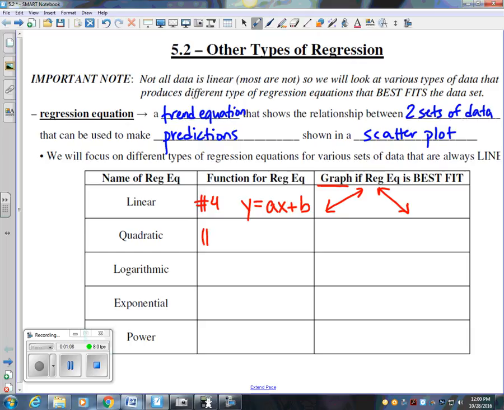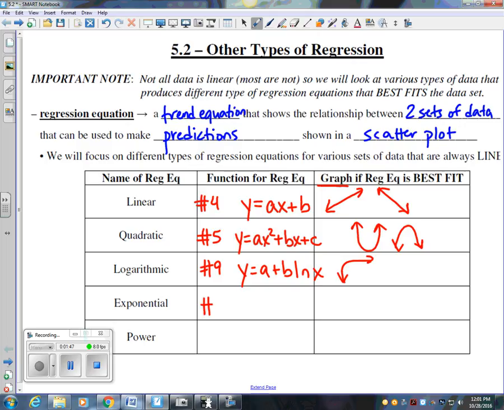Quadratic is number 5 in the calculator, and that formula is y equals ax squared plus bx plus c. And a quadratic graph is a U. Logarithmic is number 9 in the calculator, and that equation is y equals a plus b ln x. The calculator gives you these equations, so you don't need to memorize them. A log graph looks like that type of curve.